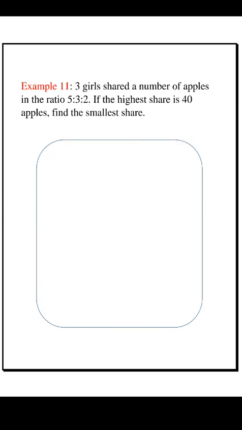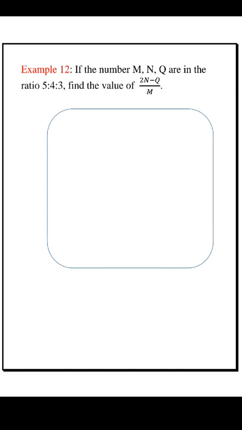Okay, so let's go to the next one. If the numbers m, n and q are in the ratio 5 : 4 : 3, find the value of this expression. Please, whenever they ask you to do this, we normally keep ratio in the simplest form. Let me show you an example.